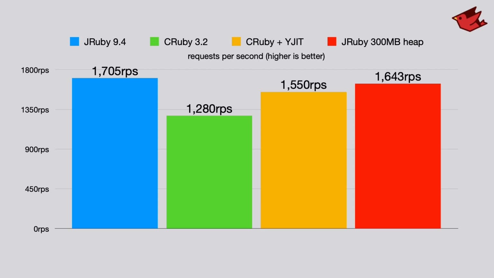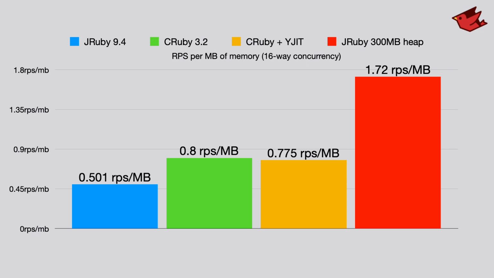Now, what gets really interesting is if we look at the requests per second versus the amount of memory we're using. So in this case, JRuby, with its slightly less than a gig of memory being used, is getting about 1.72 requests per second per megabyte of memory that you give it. That's already way out in front of Ruby.